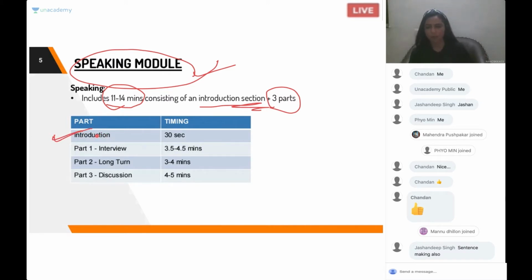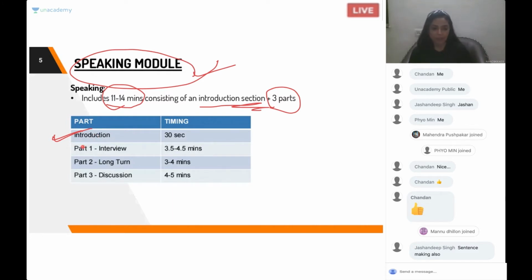It's just where you will be asked for your passport. There'll be a very brief introduction about the examiner. He or she is going to tell you about themselves, and they'll ask your name and basic details.